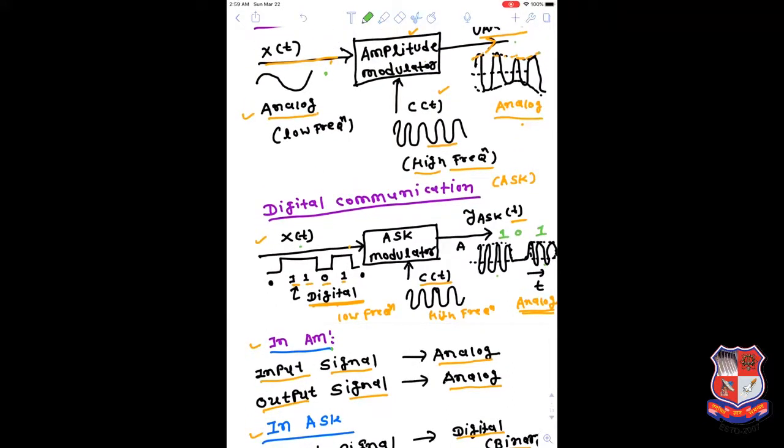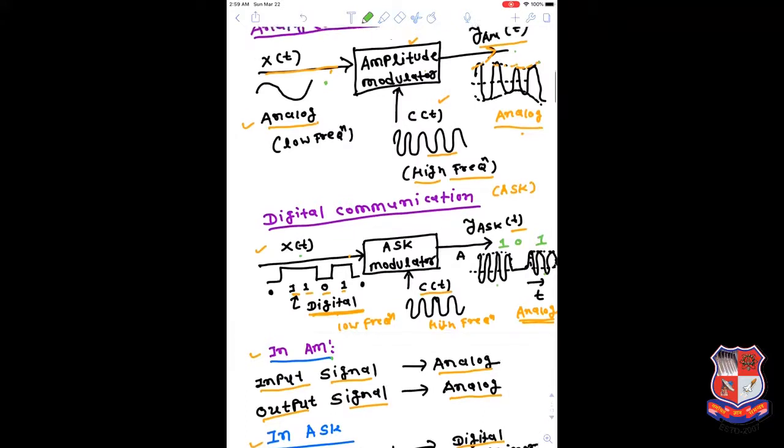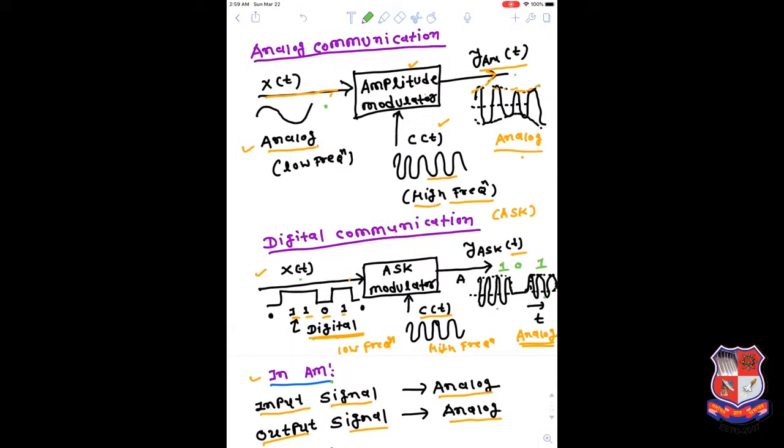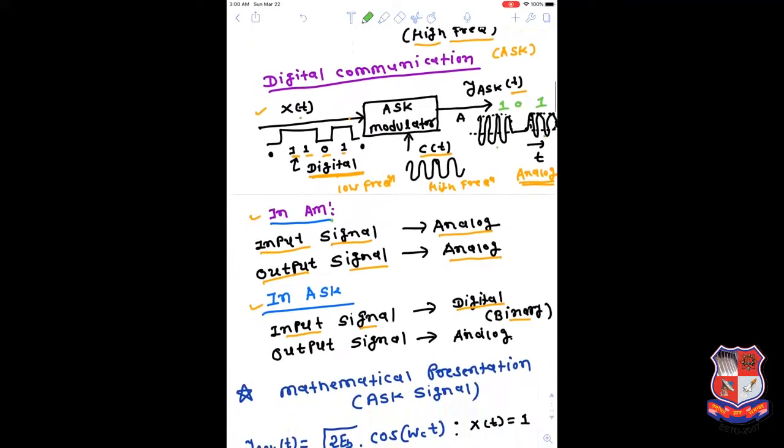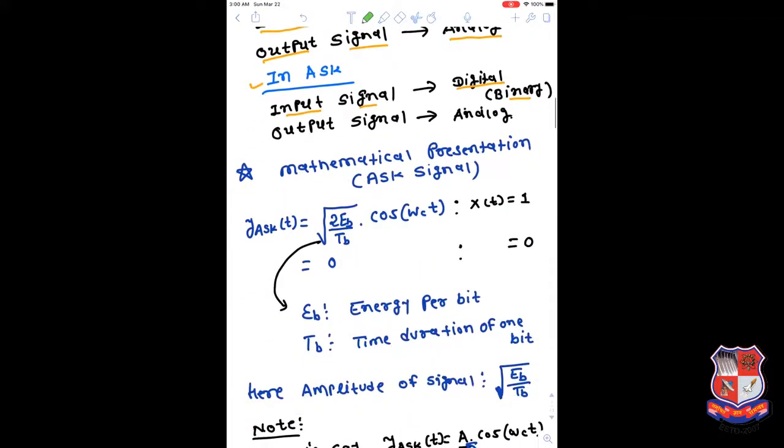But the difference between these two is that in analog communication, or in the amplitude modulation scheme, the input and output both are analog in nature, whereas in digital communication your output is analog but the input is digital in nature. So this is what has been written over here. Now we will see the mathematical expression of amplitude shift keying.